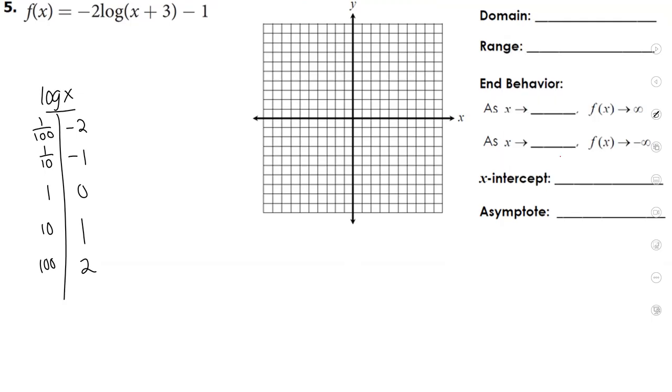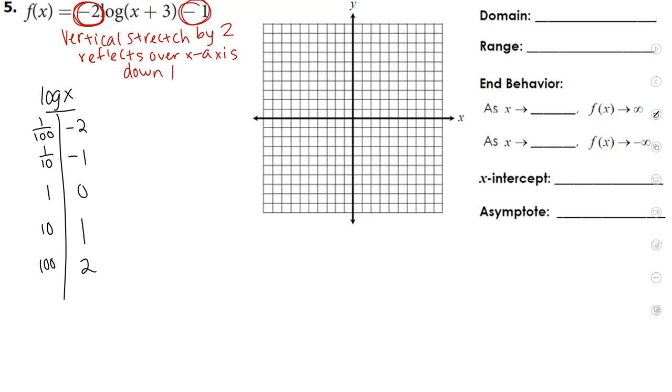First, all the y values are being multiplied by -2 because this is called a vertical stretch, and it also flips across the x-axis. This is a vertical stretch by 2, and it's also a reflection across the x-axis. These affect the y values. Also, this -1, down 1, that also affects the y values, okay?